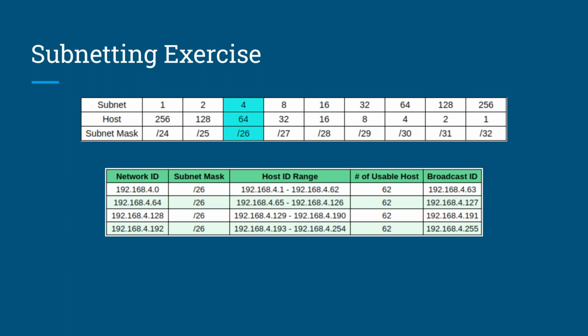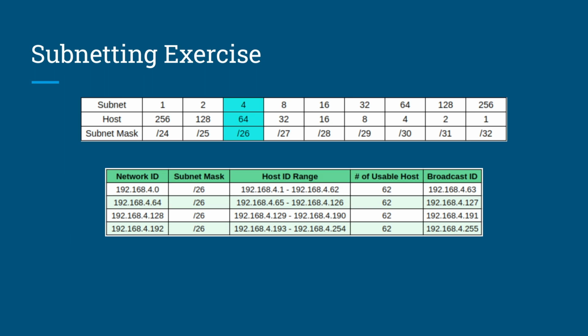The original network ID that was provided to us was 192.168.4.0, and within our table we saw that we could have 64 hosts per network. So logically, the next network ID is going to be 192.168.4.64, then 128 and 192. Our subnet mask is always /26. The number of usable hosts is 64 minus 1 for the network ID and minus 1 again for the broadcast ID, which leaves us with 62 usable hosts.